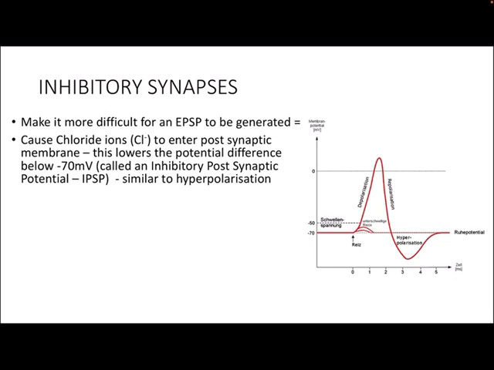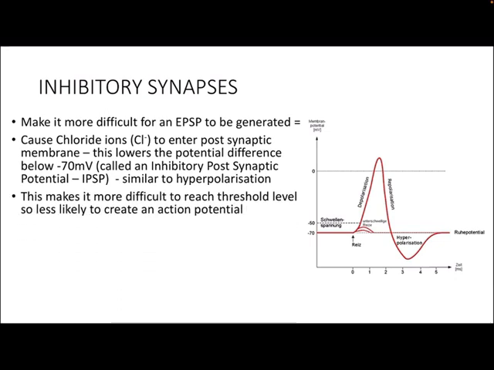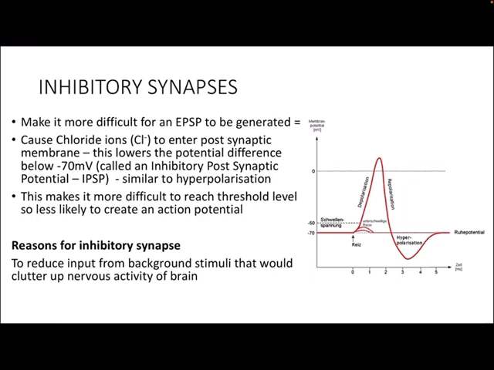So it may be a term that you might see coming up in an exam paper. As I said, it makes it more difficult to reach the threshold value, and therefore more difficult to create an action potential. Now, the reason there are inhibitory synapses is that it reduces the input from background stimulus that would clutter up the nervous activity of the brain.